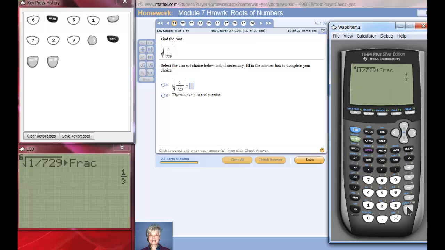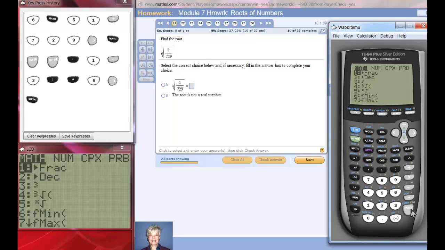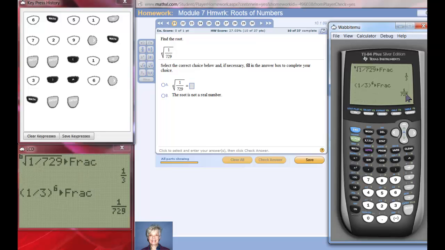Oh, how could that be true? Because parentheses, 1 divided by 3, parentheses closed, raised to what power? The sixth power. Right arrow key. I'm going to math frac this so that I'll get a fraction answer. Math, enter. There I get that. I get the number I started with. That's how all of this roots and radical stuff works. Clear and clear.